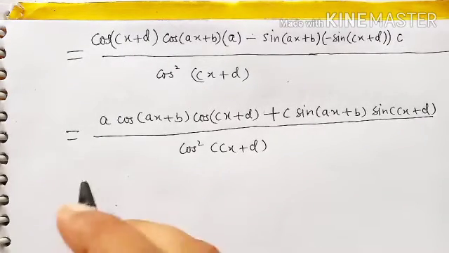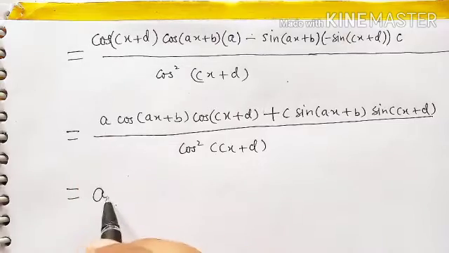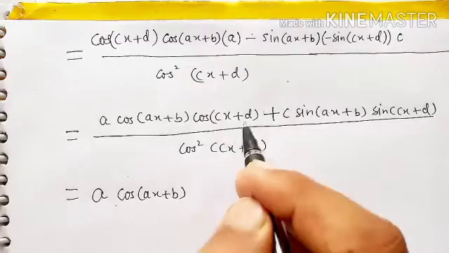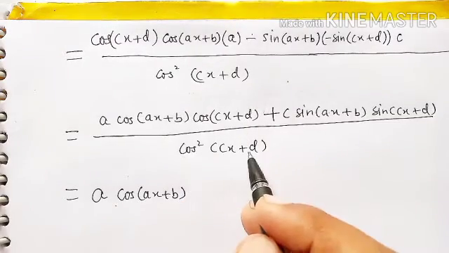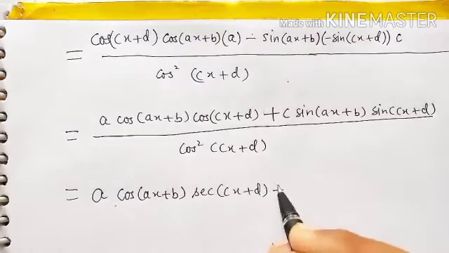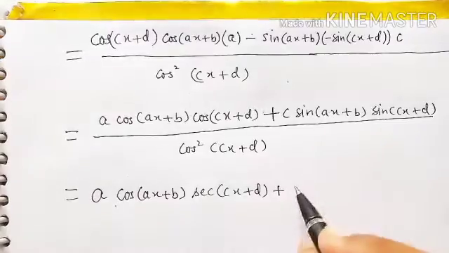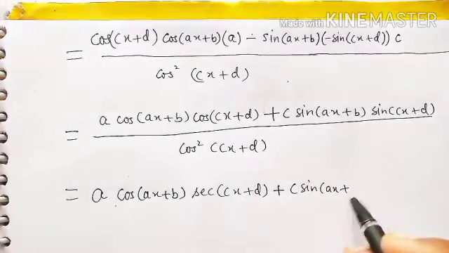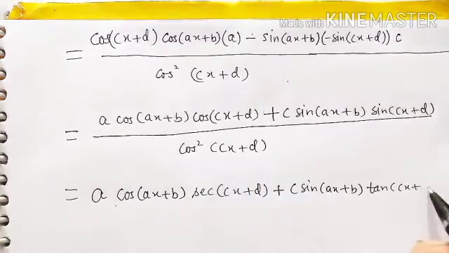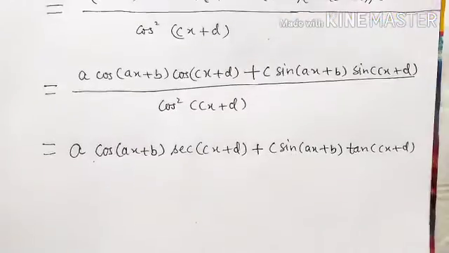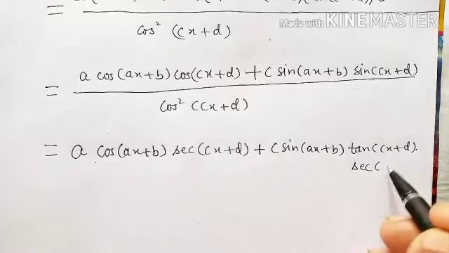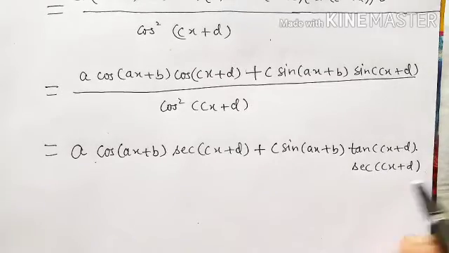It can be further evaluated. Here cos(ax+b) times 1/cos(cx+d)... cos(cx+d) is cancelled with 1/cos(cx+d), then we have 1/cos(cx+d). This is sec(cx+d). Plus here c sin(ax+b), sin(cx+d) by 1/cos(cx+d) is tan(cx+d), and another 1/cos(cx+d) is sec(cx+d). Let's do the next question.